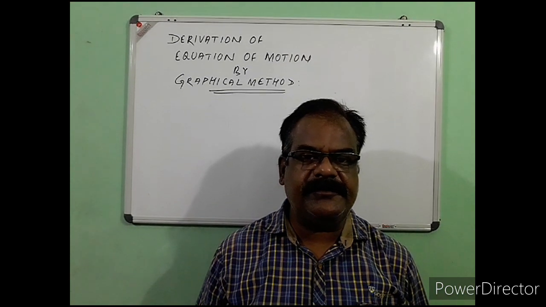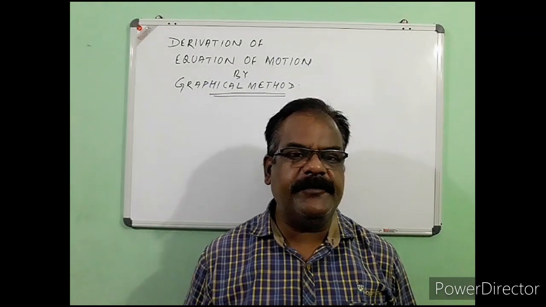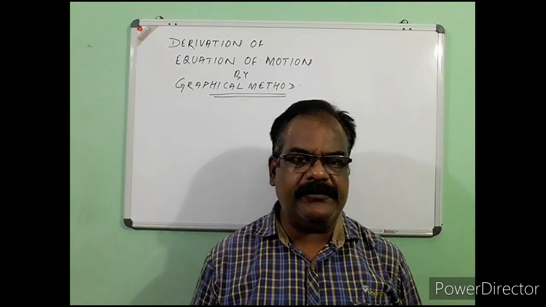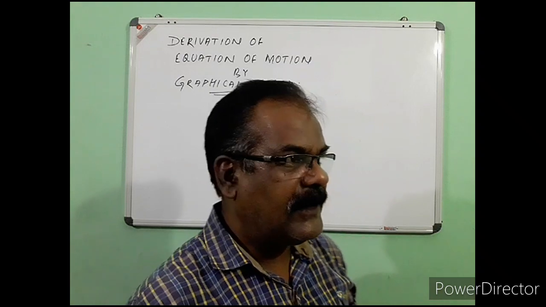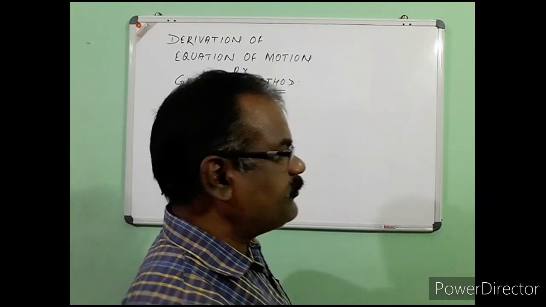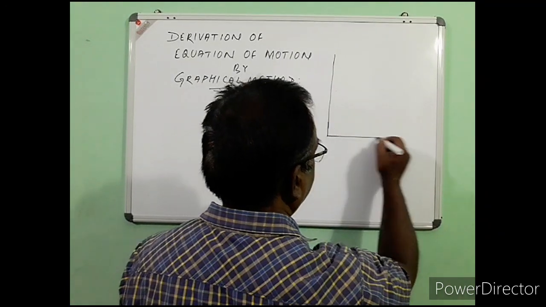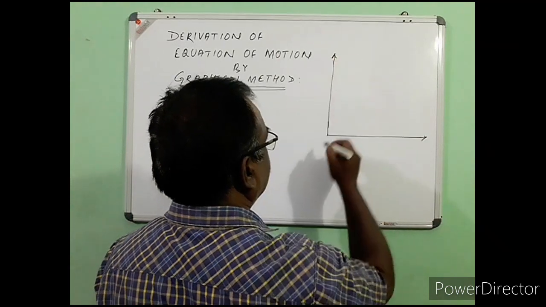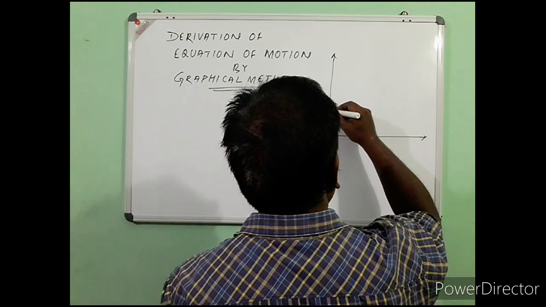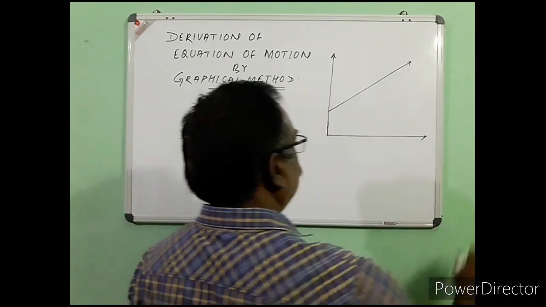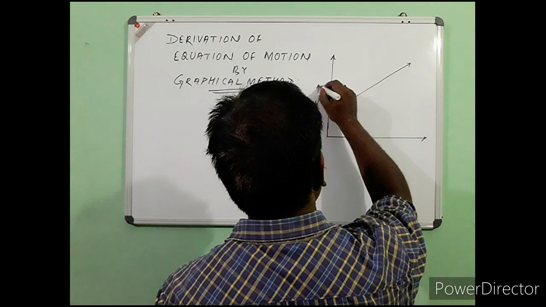This video will discuss the derivation of the equations of motion when a body is moving with uniform acceleration, using the graphical method. As you know, whenever a body is moving with uniform acceleration, if we draw a velocity-time graph, the graph will be a straight line inclined to the velocity versus time axis.